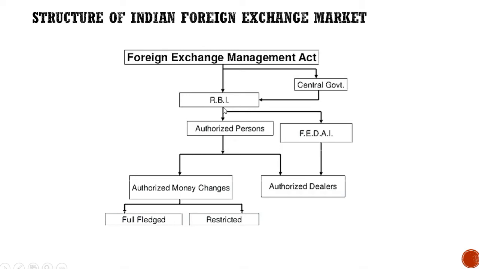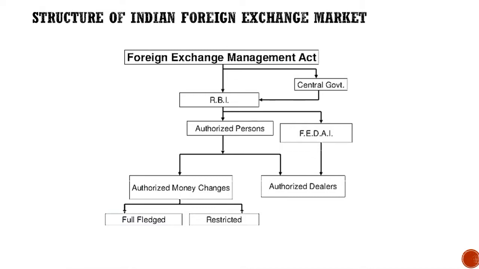So it gave licenses to authorized persons, which were of two types: authorized money changers and authorized dealers. Authorized dealers have to abide by the rules of the RBI and FEDAI, that is the Foreign Exchange Dealers Association of India, when dealing in foreign exchange. Authorized money changers were basically travel agents, dealing in anything related to travel, currency related to travel. They were of two types.